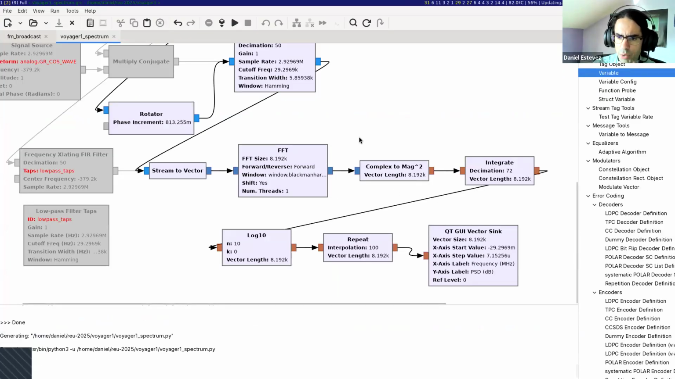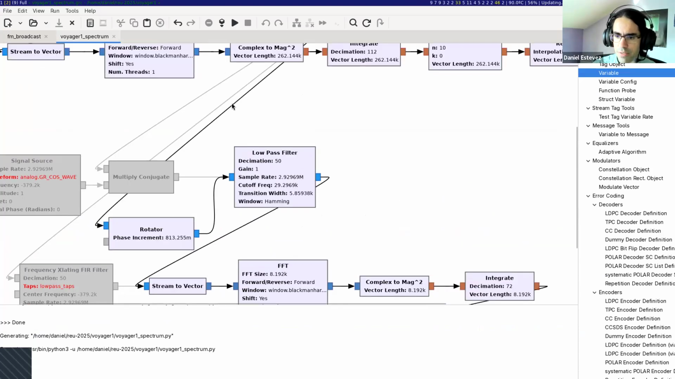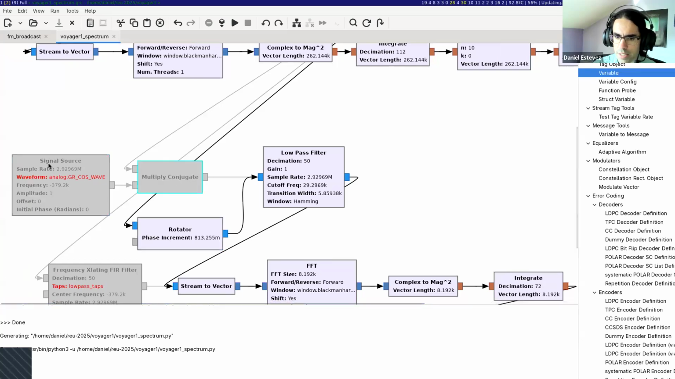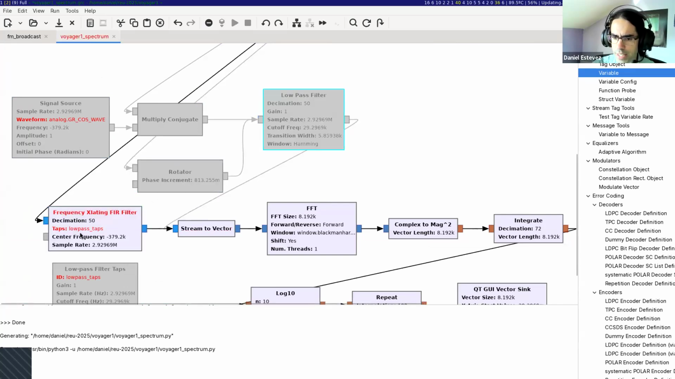Right. What else do I have about this channelization thing? The other thing I have is that since shifting in frequency, either with this rotator or with the multiply, conjugate, and signal source cosine, is a very common operation, there is a block which does all of that. So in most cases, this is the block you should be using. It is called frequency xlating, and xlating means translating. It's an abbreviation for translating FIR filter.